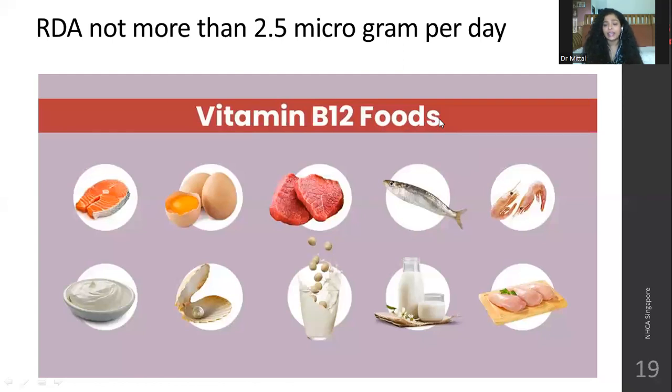And any excess amount of vitamin B12 present in the body, your kidneys are continuously filtering it out and trying to maintain homeostasis in the body. Fermented foods like curd are also a really good source of vitamin B12. Any fermented food for that matter, like kimchi and all.